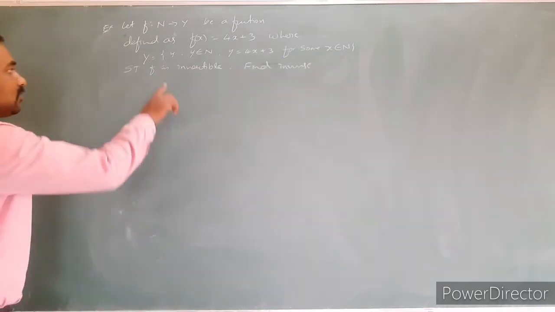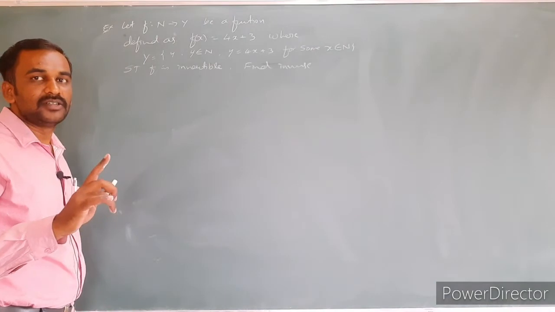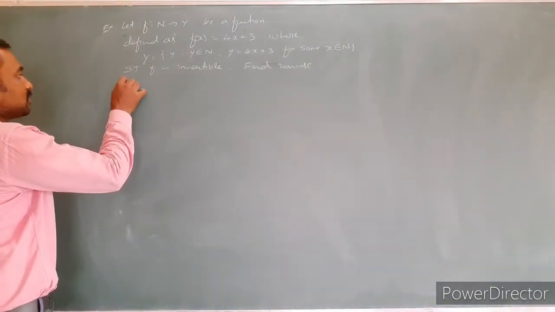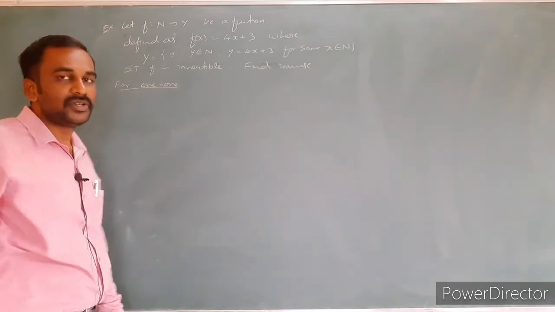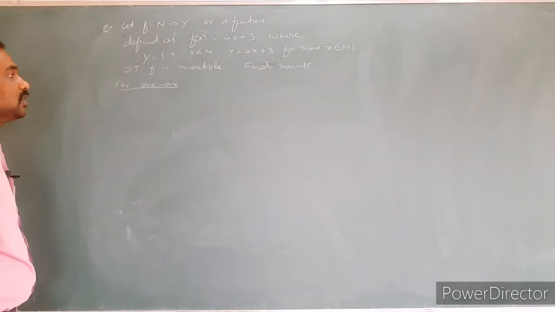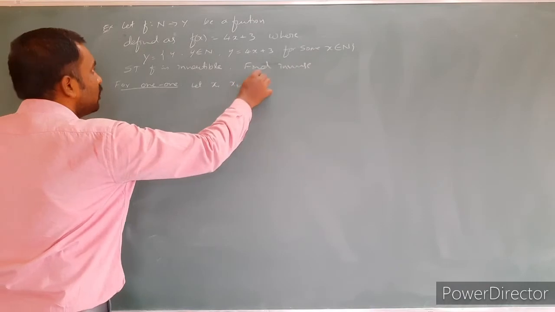To prove invertible, first what do we need to do? We need to prove that it is bijective. Bijective means first of all we need to prove that it is 1-1. Already you know from previous videos how to prove the given function is 1-1 and onto. For 1-1, let us consider any two elements belonging to the domain set.